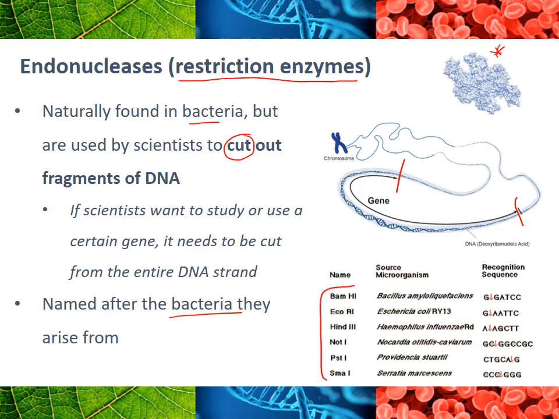These are the names of a few restriction enzymes. There are lots and lots of them, but the name derives from the type of bacteria it comes from. So BAM comes from Bacillus amyloliquefaciens. I'm not even going to continue trying to say that. This is a really common restriction enzyme here, EcoRI, which comes from the E. coli bacteria. Don't worry about this just yet. We'll come back to that in a minute. Okay, but that's what the names of them look like.